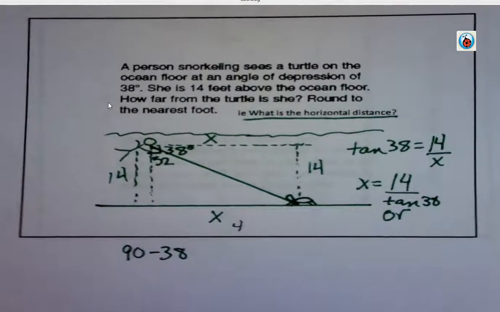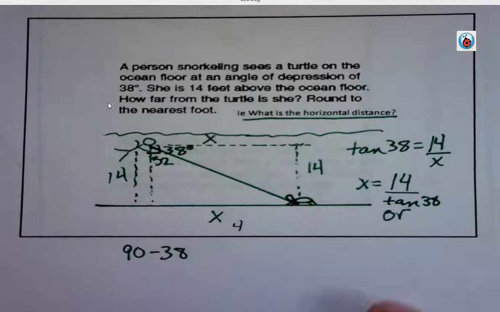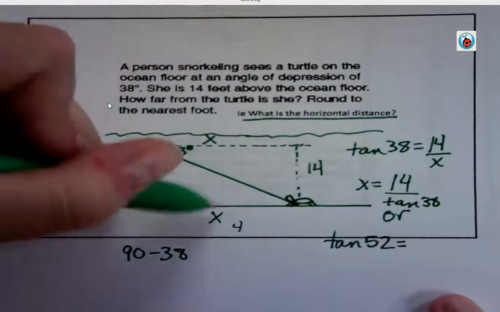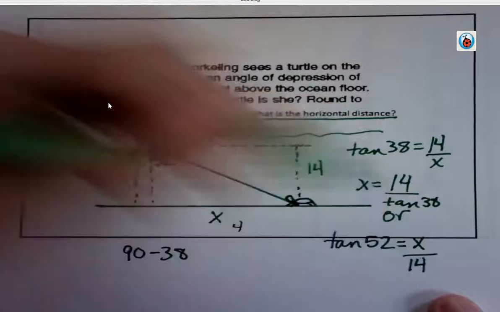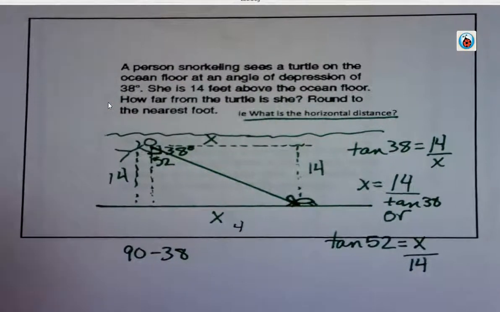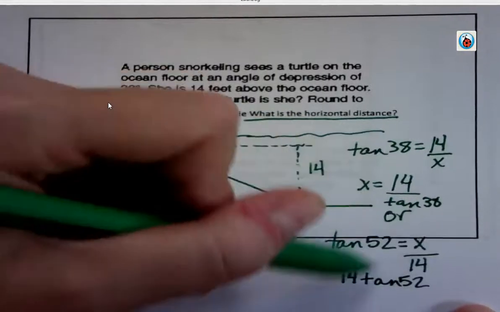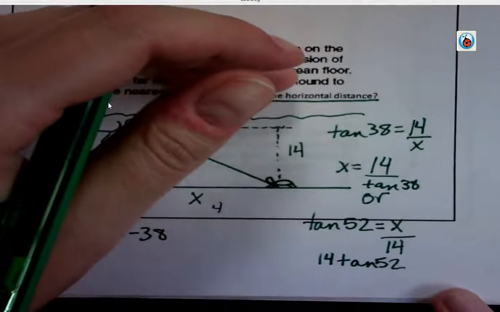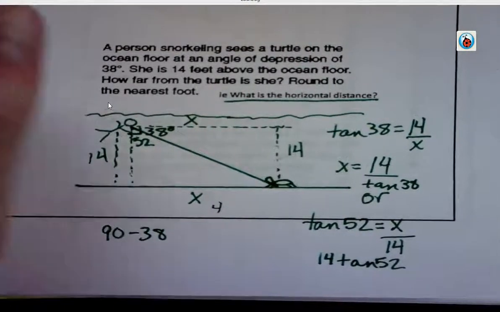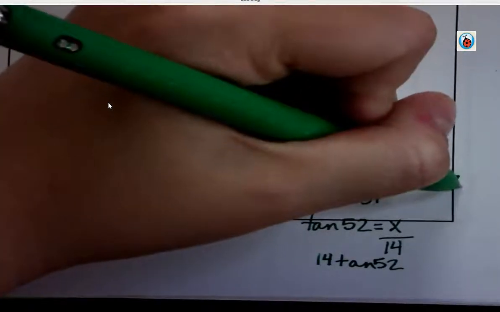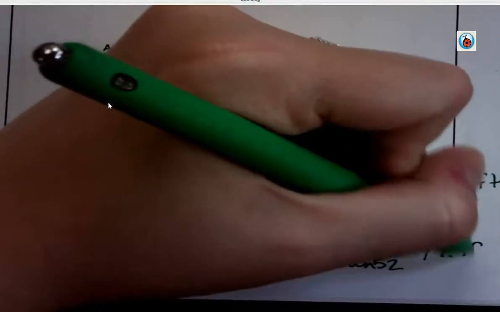And you're thinking, wait, that's a different angle. How's that going to work? Well, you can still use tangent for that. So we've got tangent of 52 equal to the opposite side, which is x, over the adjacent side, which is 14. All right, so pretty crazy, huh? We've got 14 times tangent of 52, and we've got 14 divided by tangent of 38, and they'll both get the same number. So if I put these in the calculator, we get 17.9 feet for this one, and hey, what do you know? We get 17.9 feet for this one too.